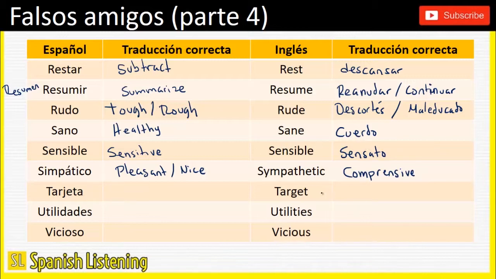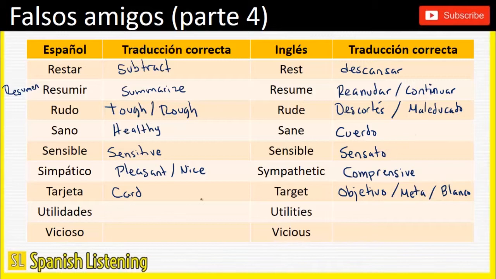Tarjeta, which is not the same as target. Tarjeta is a card. For example, you can say, oh, here's my business card. You would say, aquí está mi tarjeta de presentación. But if you want to say target, in Spanish, this is called objetivo. You can also say meta. You can also say blanco sometimes when you're shooting at something. When you're shooting at a target, that is called tirar al blanco.